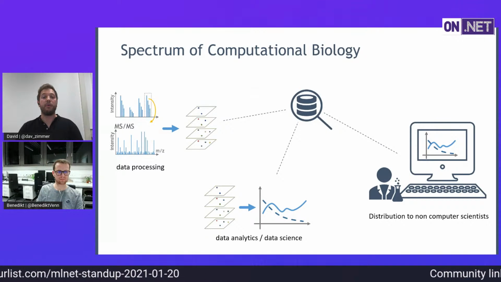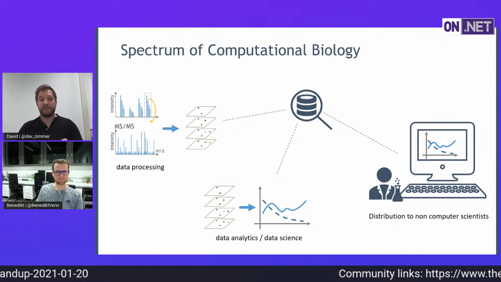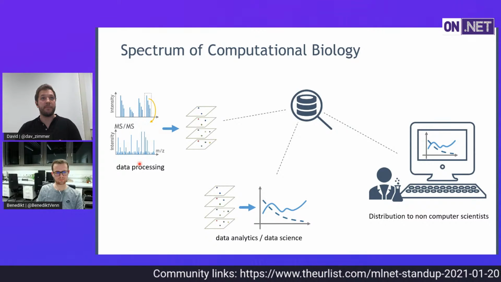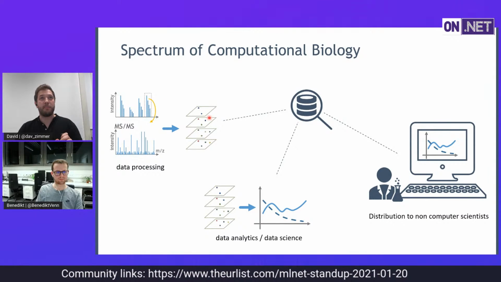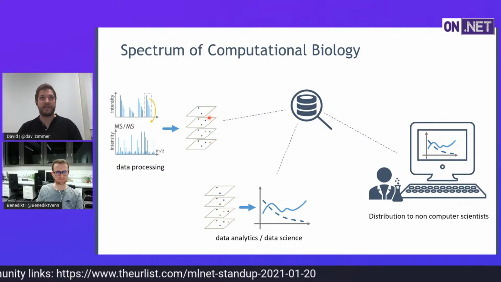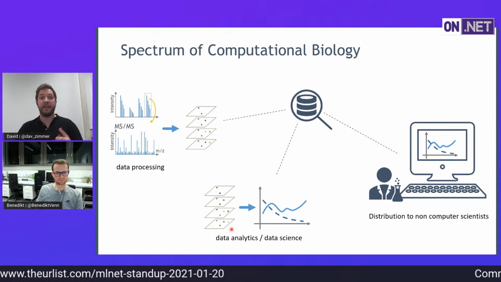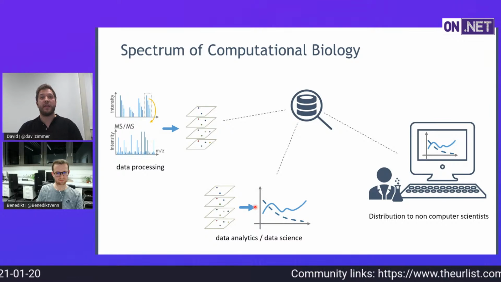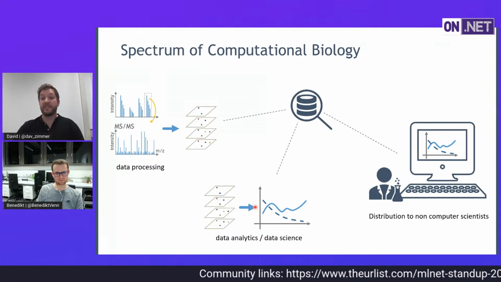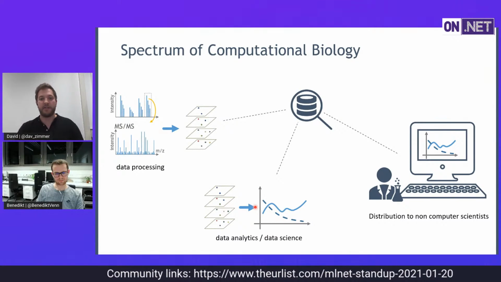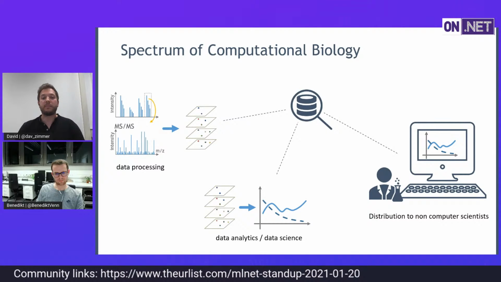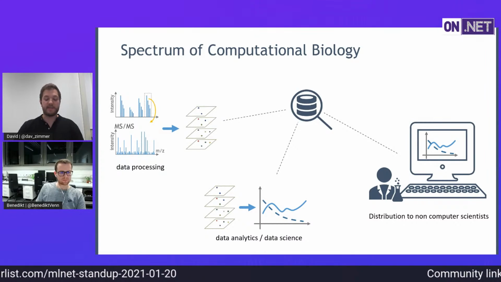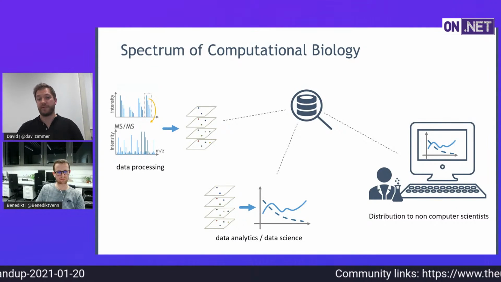So in our group alone, we identified three main pillars. The raw data processing, which you see here, starts with sparse signals and ends with the quantification, for example, of a biomolecule. Then we have the data analytics, which starts with the biomolecules and then relates them to each other, for example, by point-wise comparisons and statistics and traditional data science. And we also have the part where we distribute our findings to non-computer scientists.